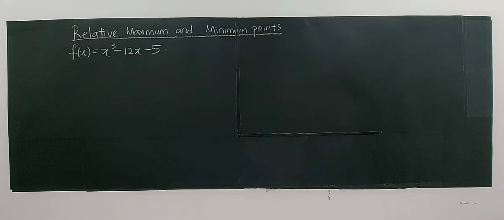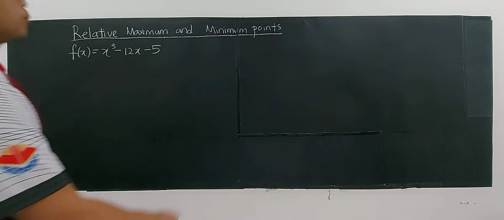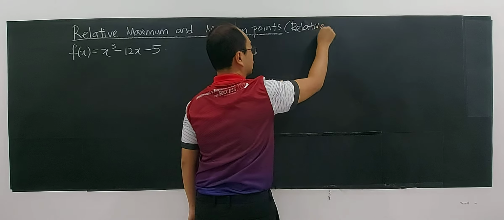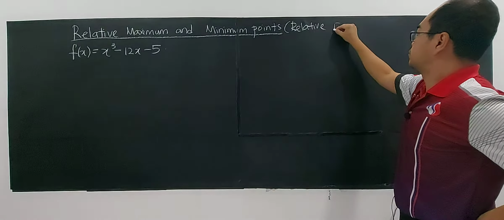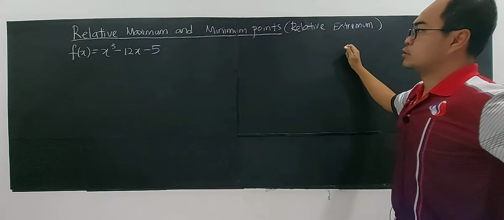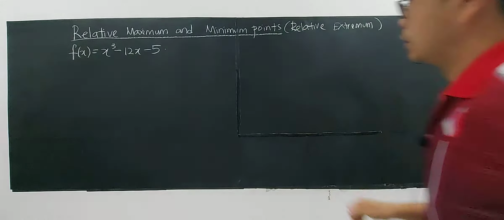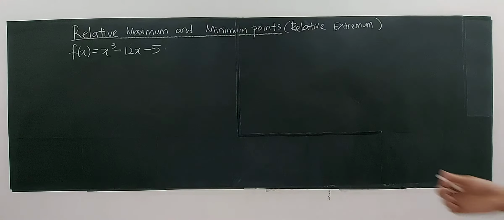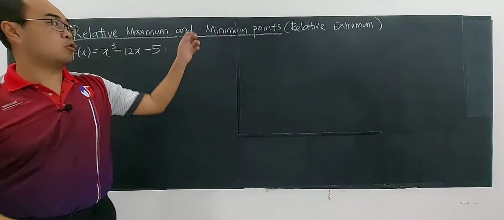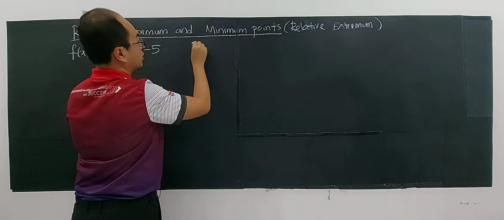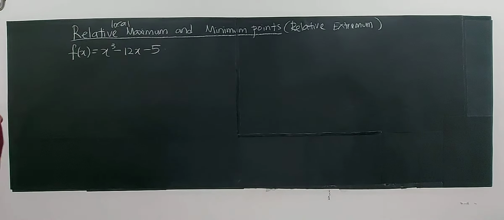Hello. In this video, I'm going to talk about relative maximum and minimum points, or we can just say relative extremum points, to describe the maximum and minimum points. There is also another name, local maximum and local minimum points.